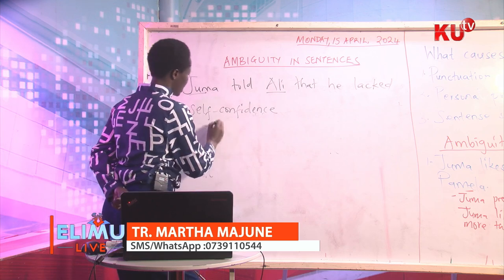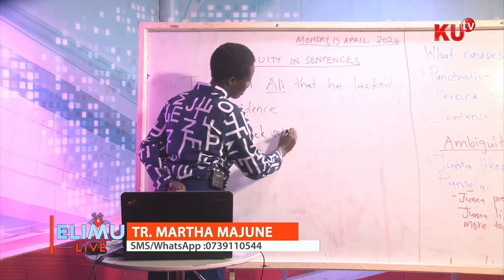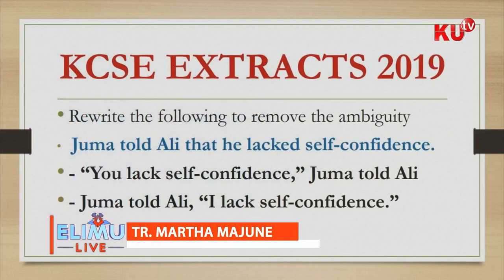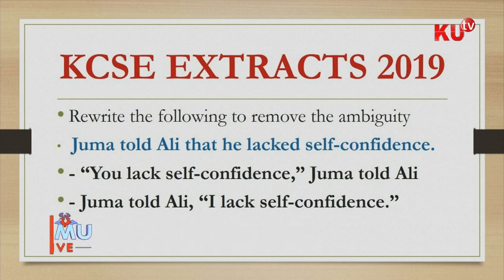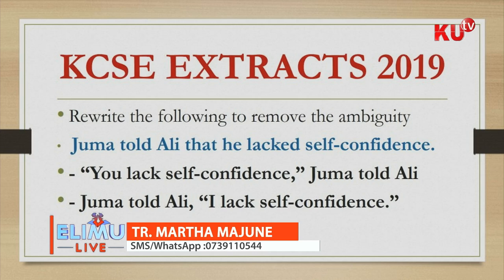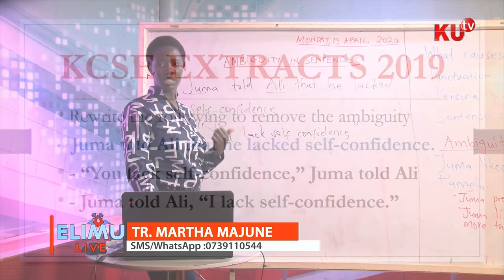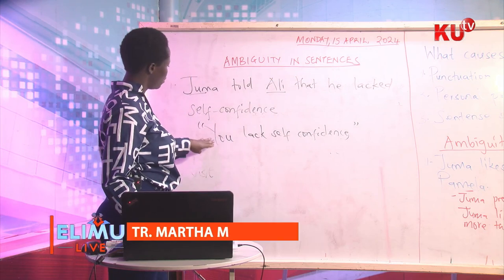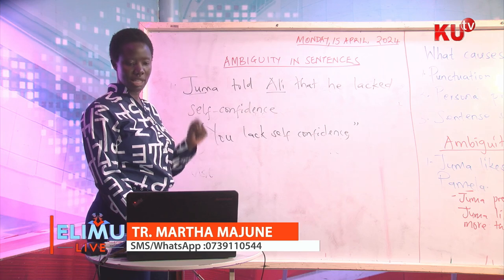So Juma says, I'll just write, you lack self-confidence, so that I punctuate it well. This is a direct speech, so I want to punctuate it to make it look like direct speech. You lack self-confidence. So we open the speech marks just before you, and then we put a comma, and then we put the closing speech mark. When you are writing a direct speech, once you open the speech marks, the first letter must start with a capital letter, because these are words that are coming from someone's mouth.